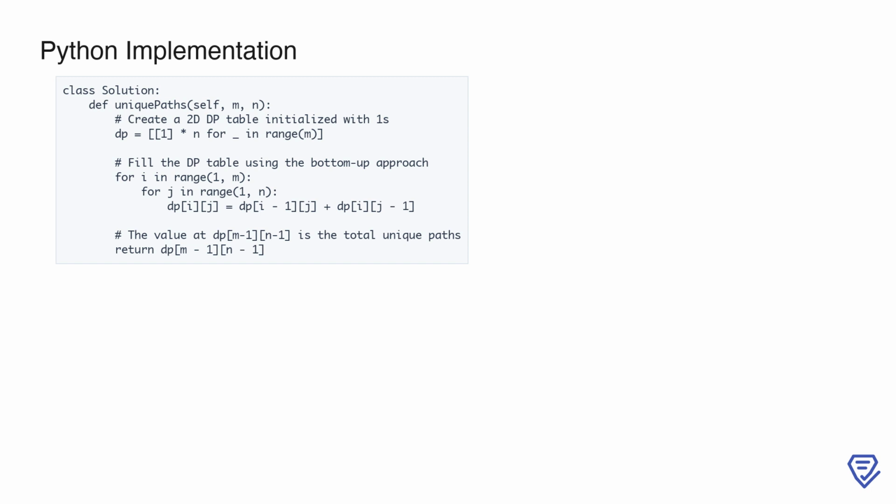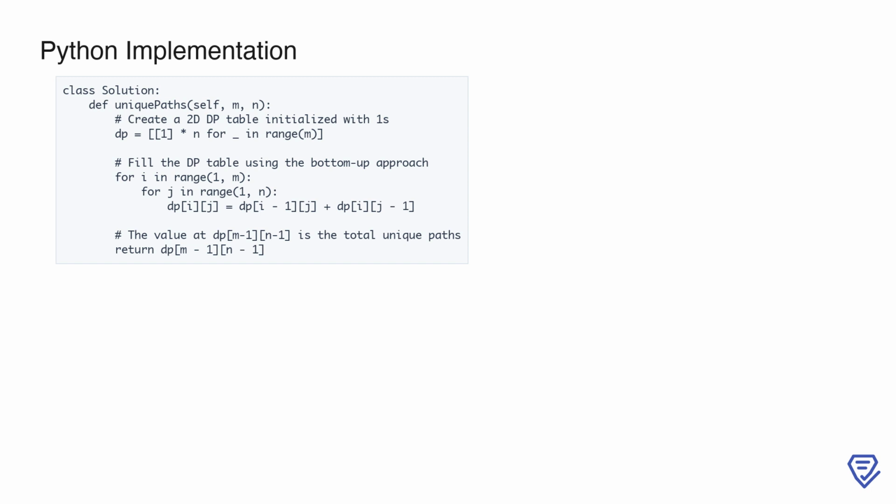This code uses dynamic programming to solve the problem of finding unique paths in an MxN grid. The robot can only move right or down, starting from the top left corner and ending at the bottom right corner. First, a 2D list, dp, is created to represent the grid, initialized with 1s. Each cell dp[i][j] is used to store the number of unique paths to reach that cell. By default, the first row and first column are filled with 1s because there is only one way to reach any cell in the first row, only moving right, or the first column, only moving down.